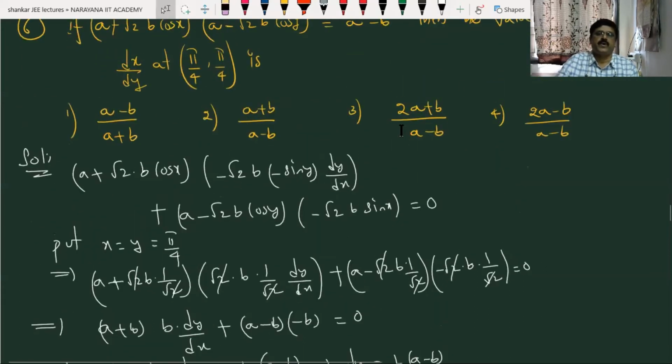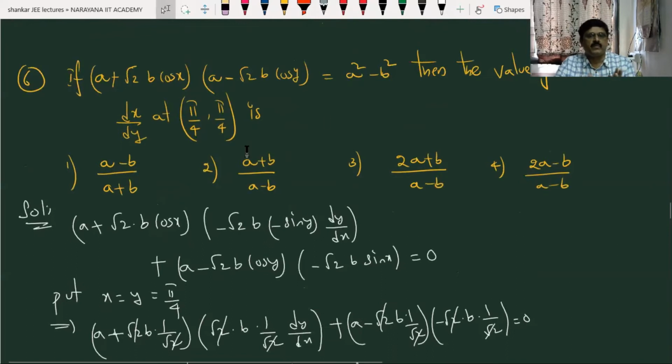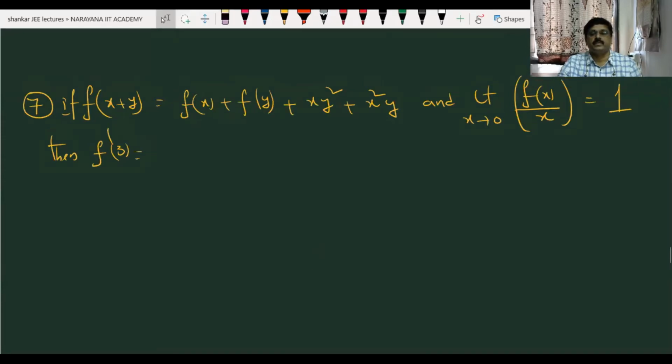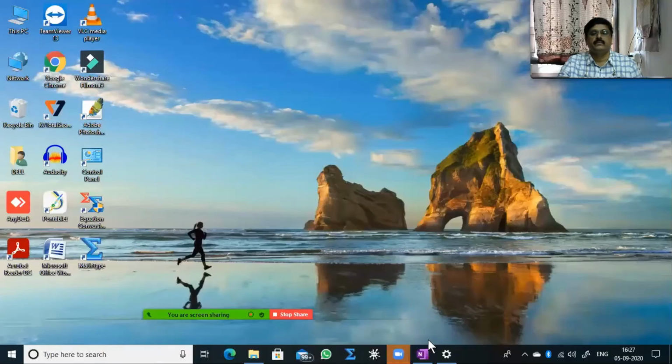Just a problem based on UV formula and direct differentiation. This is dx by dy asked, students. So you have to do it carefully. Next problem, students, you have to observe carefully.